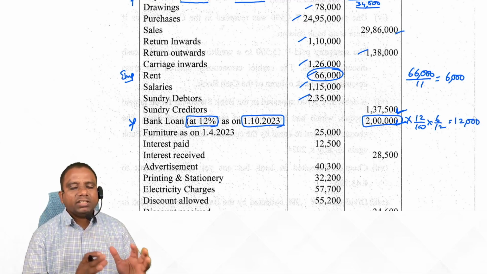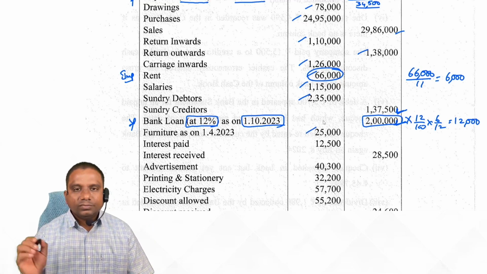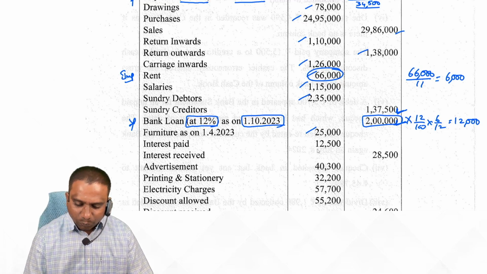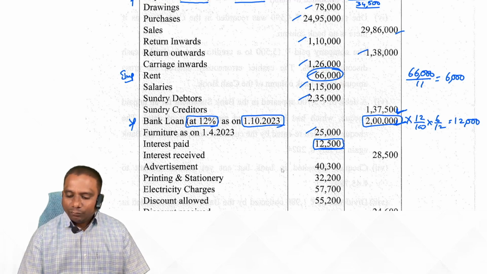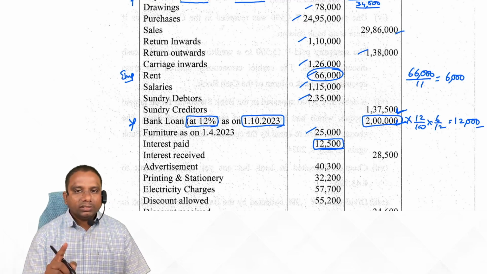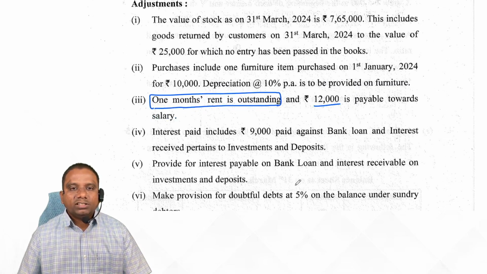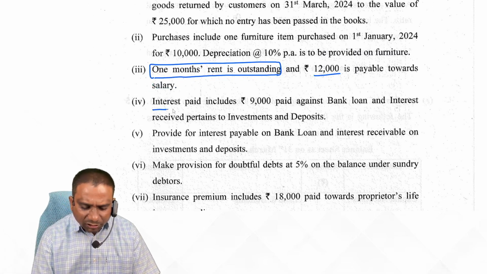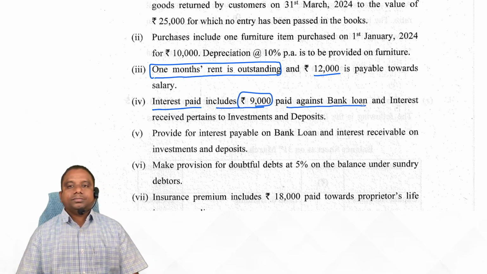Now we check how much rent is paid out of 12,000. Observe. Furniture is an asset, shown on the balance sheet asset side. Interest paid is 12,500. Here you may ask, sir, we have to pay only 12,000 interest, but here they paid 12,500. Look at the adjustment. What is the adjustment they have given? Interest paid includes 9,000 paid against bank loan.